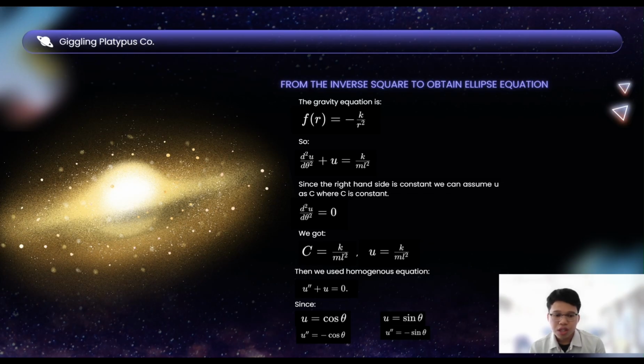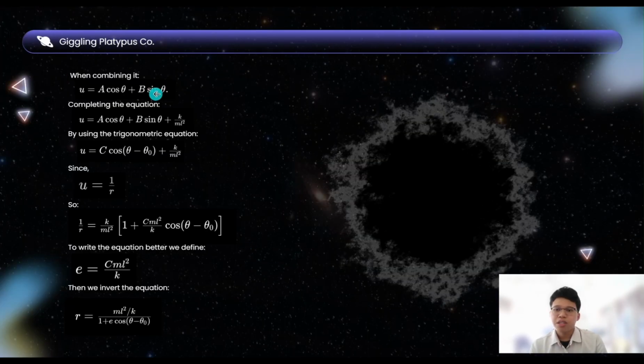We differentiate it and we get u equal to cos theta, and we differentiate it again, we get negative sin theta. So we see that both of them are the same. So we can just write u equal to A cos theta plus B sin theta. By completing the equation, we will get u equal to A cos theta plus B sin theta plus K over ml square.